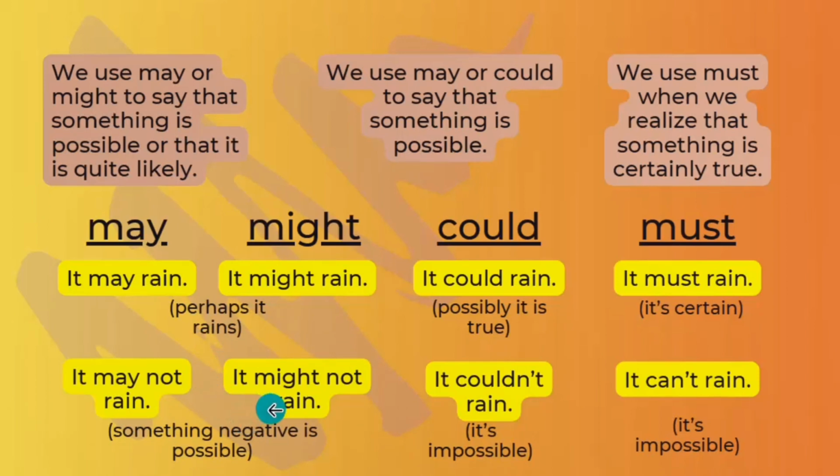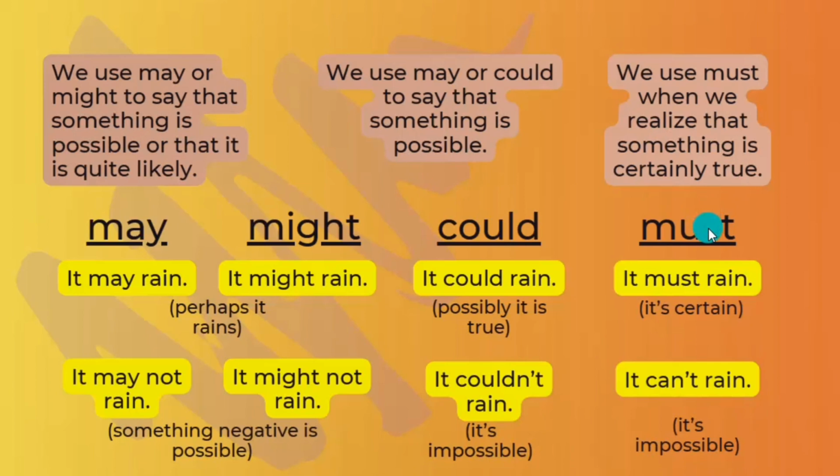However, the word could tells us about something that is a little less possible than may and might. Okay, it could rain. Possibly it is true. Maybe you have some clouds in the sky, so you can say that it could rain. Okay, or it couldn't rain. This is impossible. The sky is all blue. It couldn't rain. Okay, or the sky is all clear. It couldn't rain. So we use could to say that something is possible.